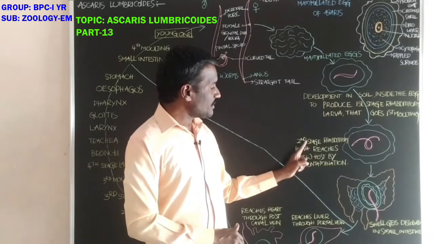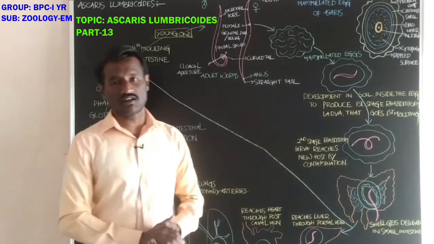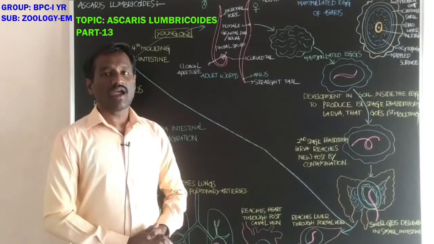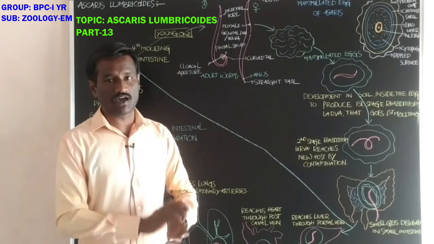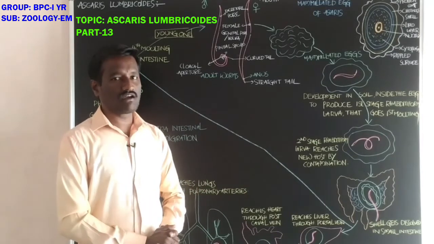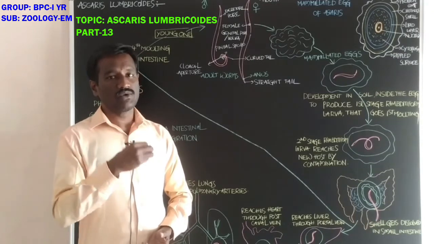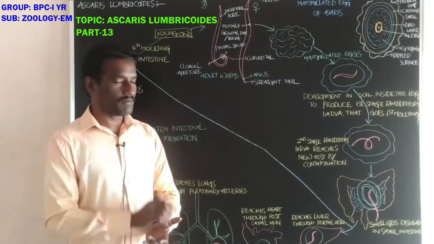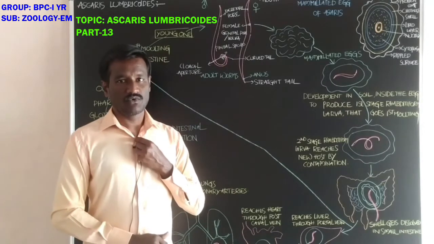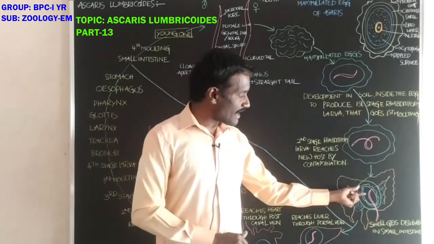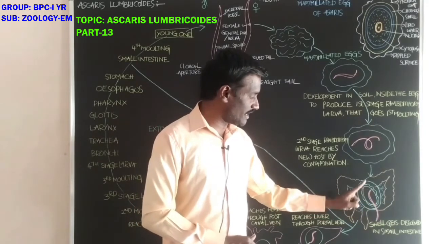Okay, and the second stage rhabditiform larva reaches a new host by contamination of food and water. That food, contaminated with the second stage rhabditiform larva, is taken by man. These second stage rhabditiform larvae enter the alimentary canal of the new human host through the food tube. This enters the lumen of the small intestine in man.